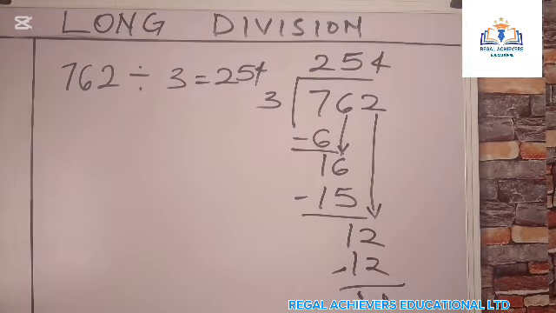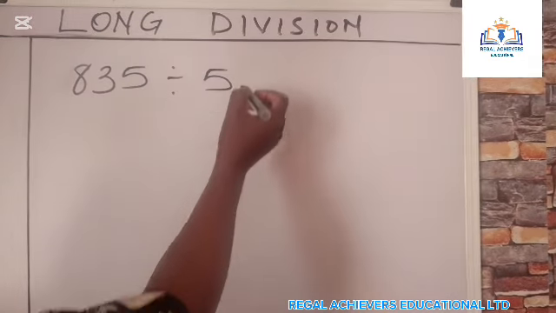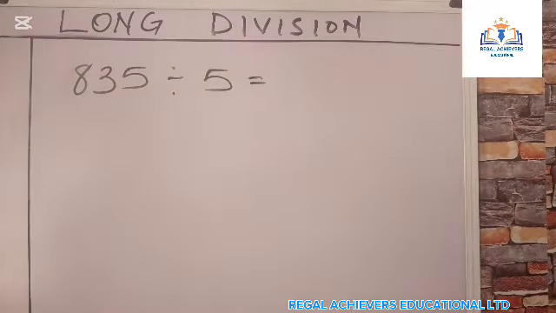So I'll be giving you an exercise. Please submit your answer at the comment box. Alright, the question is 835 divided by 5. You have to find the answer in long division. Submit your answer at the comment box.